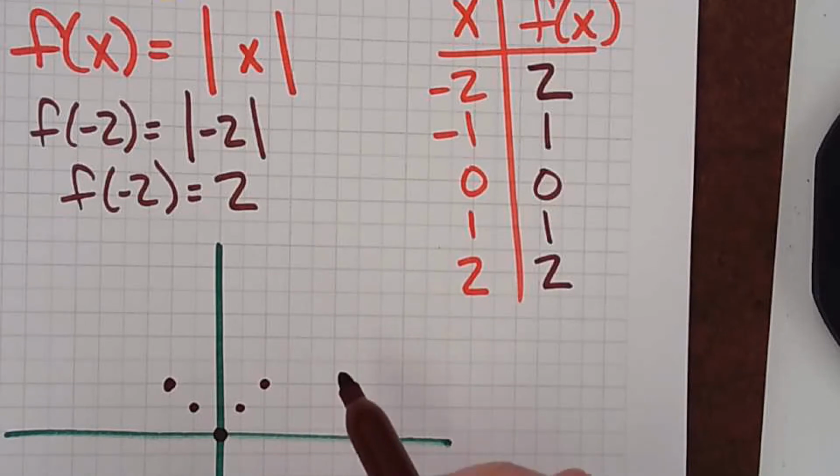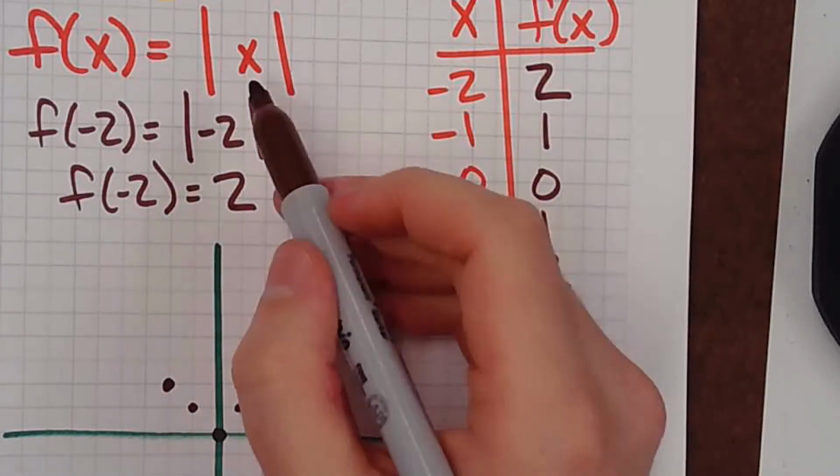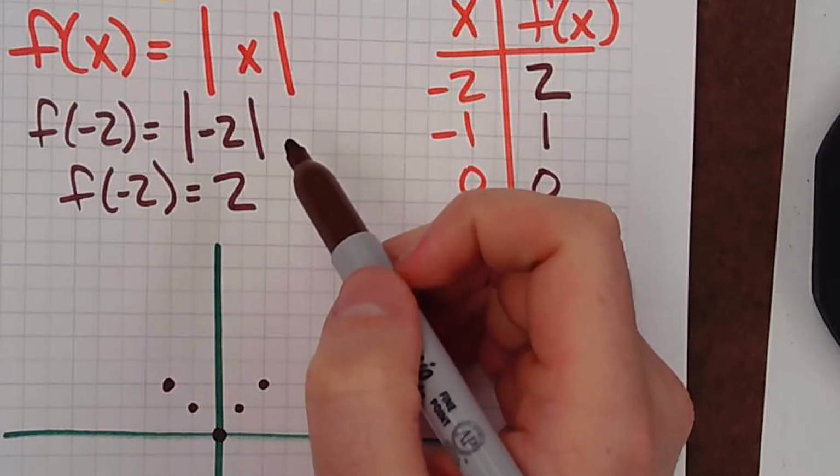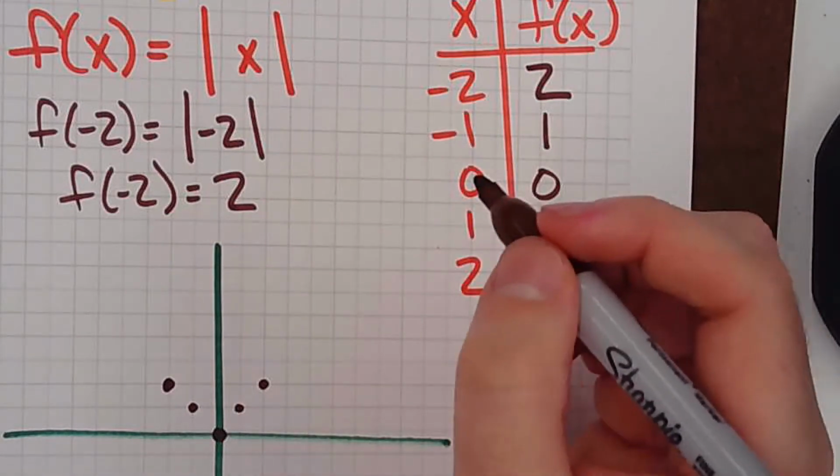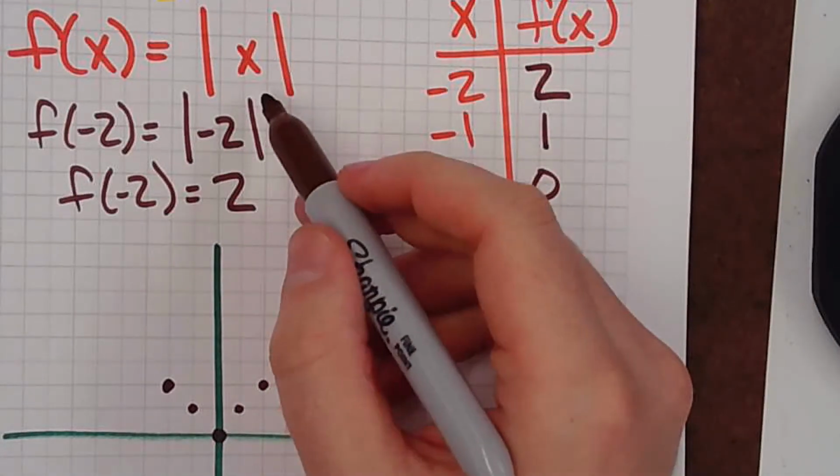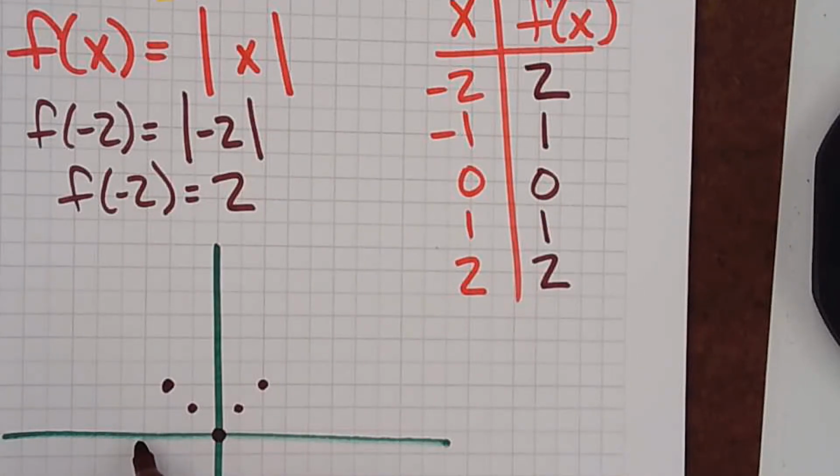If I plug in -3 here, what's the absolute value of -3? Well, the absolute value of -3 would be 3, because it always comes out positive. So -3 is what we plugged in. That was our x value, right? And out popped positive 3 after it went through the absolute value washing machine.